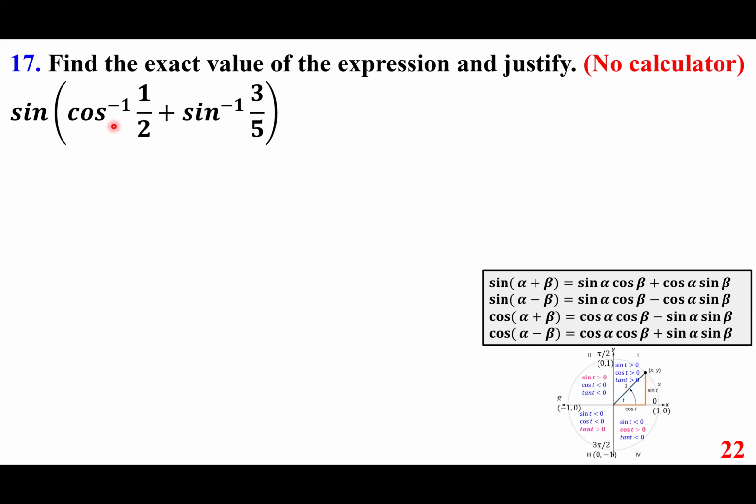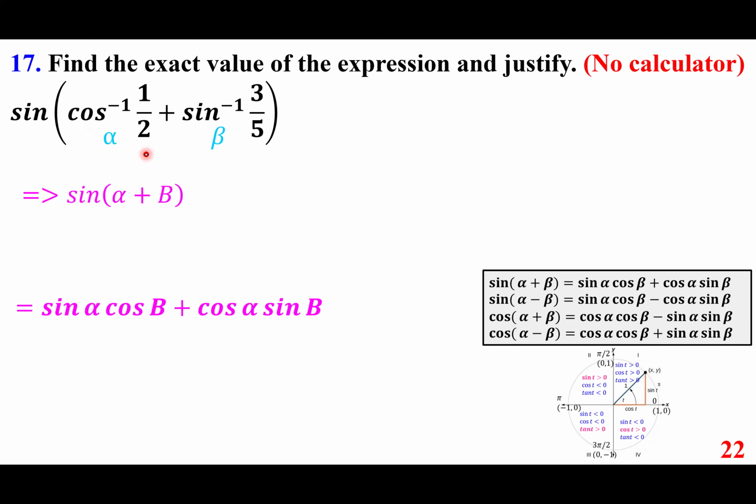First things first, these are inverse functions. That means cosine inverse of 1/2 is an angle. You can let it be alpha, beta, gamma, x, y, z, you choose. So let's go with alpha and beta. And if so, we are looking at sine of alpha plus beta. And sine of alpha plus beta is sine alpha cosine beta plus cosine alpha sine beta.